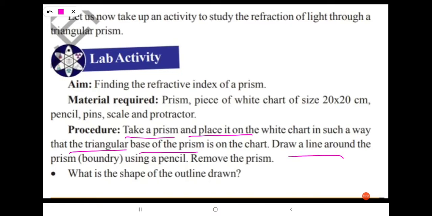We have to draw a line around the prism. We have to draw the boundary using a pencil. Now we have to remove the prism, okay. So what is the shape of the outline drawn? Yes, here it is a triangular shape. Now it is a triangle. So name its vertices as P, Q and R.